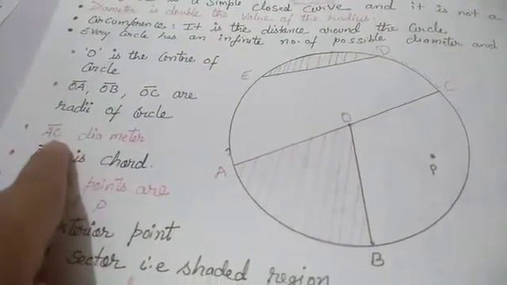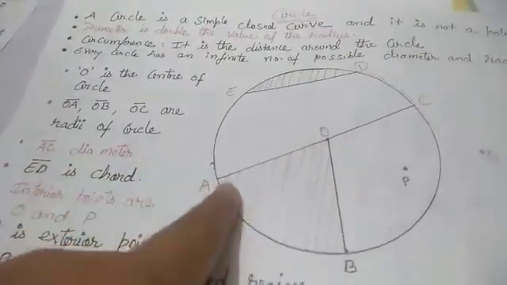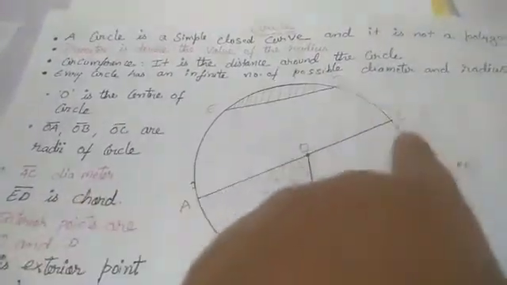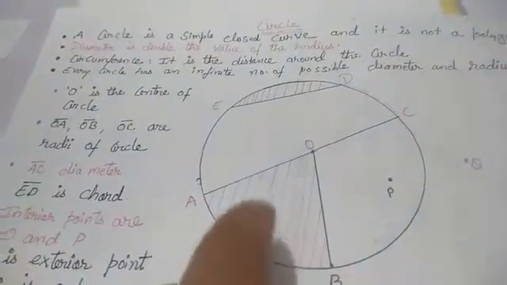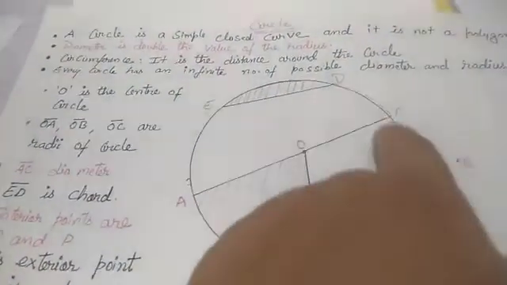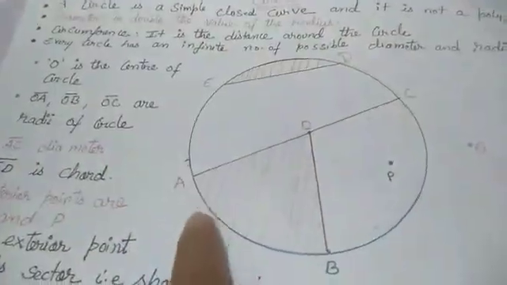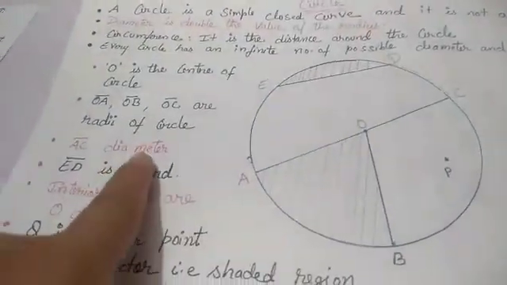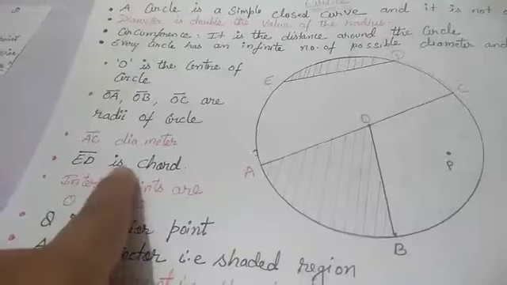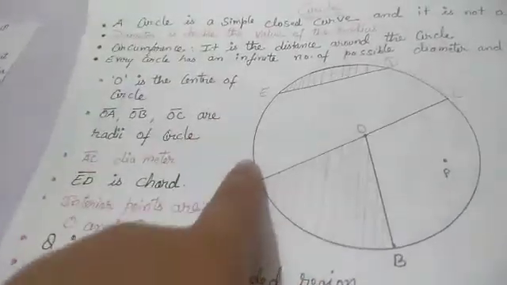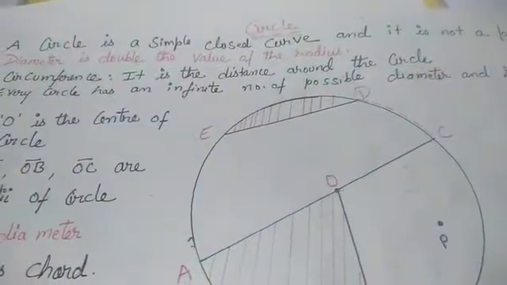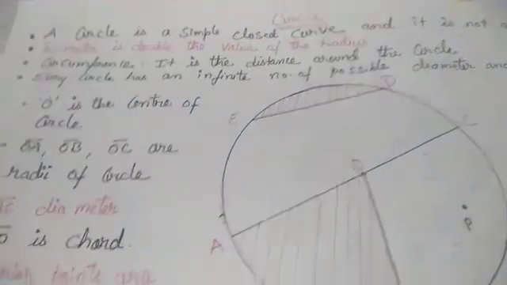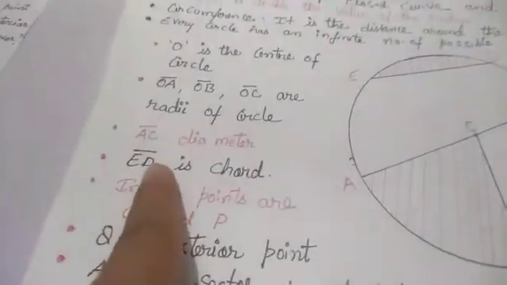Now line segment AC is our diameter. I'm just locating AC here, but you can have an infinite number of diameters. AC is a line segment which is the diameter of this circle. ED is a chord. This line segment ED is called a chord. We will denote it like this, with a bar.